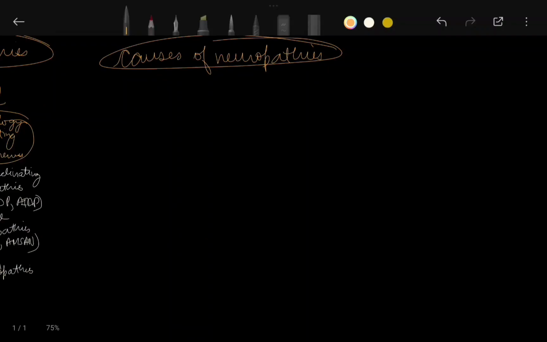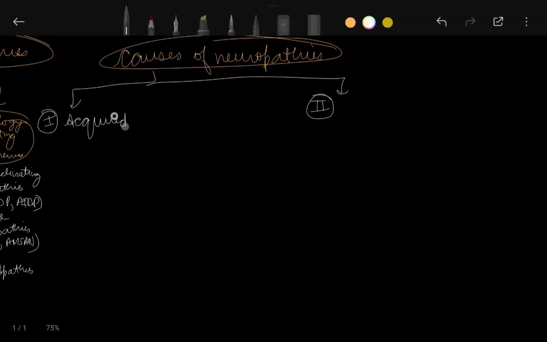Now, causes of neuropathies. These can be of two types, acquired and inherited. The most common acquired cause of neuropathies is diabetes mellitus.